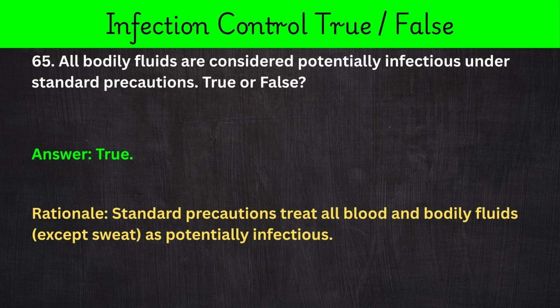65. All bodily fluids are considered potentially infectious under standard precautions. True or false? Answer: true. Rationale: standard precautions treat all blood and bodily fluids, except sweat, as potentially infectious.